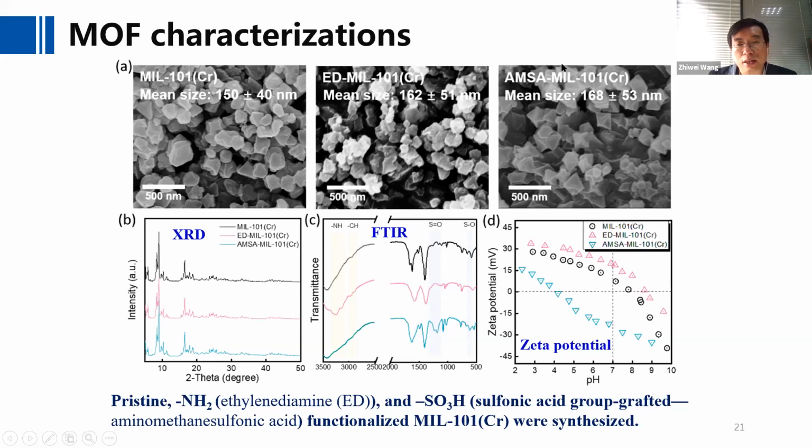And for the third one, we just use a kind of sulfonic acid group to graft onto the CUS. It's a sulfonic group, which means it will be more negatively charged. So there will be three kinds of MOF particles.